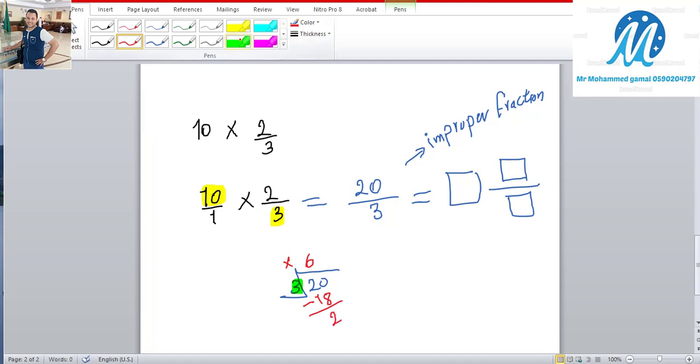Since your answer is 6 and your remainder is 2, you can write the mixed number as 6 as a whole number and 2 thirds. Again, 6 as a whole number and 2 thirds. 6 and 2 out of 3. Yes, this is your answer in case you are going to change it to a mixed number.